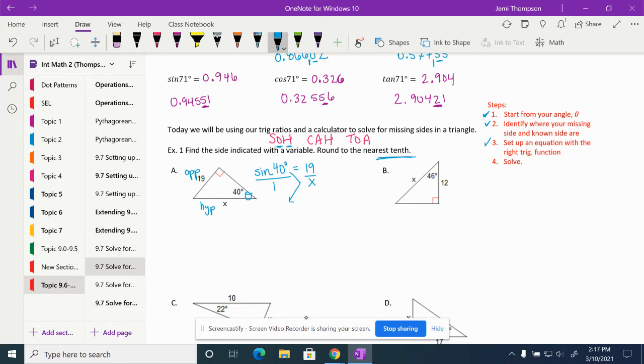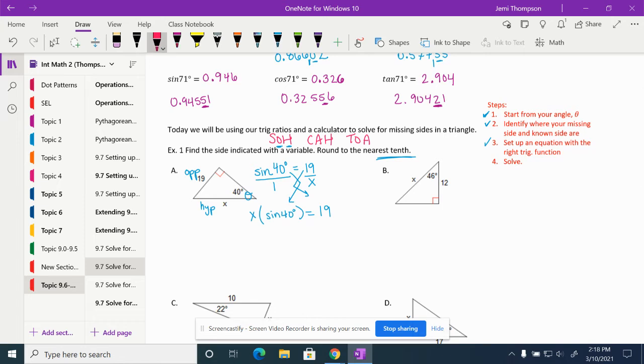When I multiply x times the sine of 40, that is a number. I like to include parentheses there so that I know that I can't split up the sine and the 40. Sine is an operation, 40 is the argument. They have to go together. You can't just have multiplication without numbers that you're multiplying, right? You have to have numbers with the arguments. And then 19 times 1 is 19.